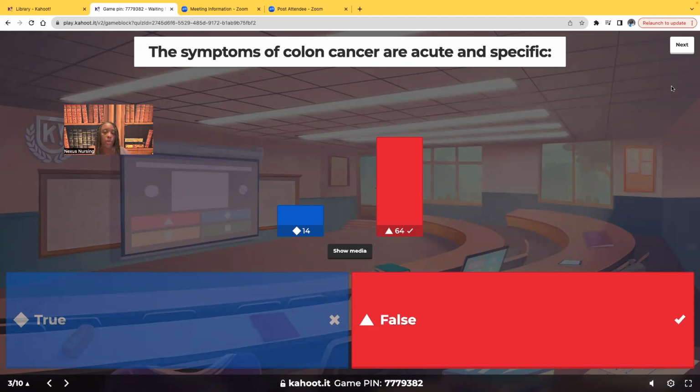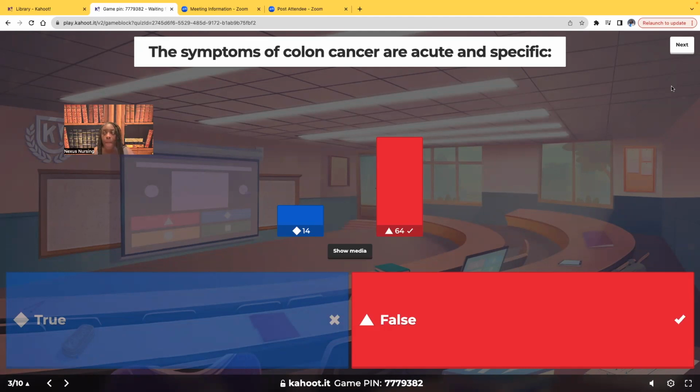The signs of colon cancer are not acute. It's not something that comes on suddenly. It's very sneaky. It's insidious. And not only is it insidious, it's very often non-specific. And the reason why it's so deadly is because it's insidious and non-specific. So by the time we figure out what's wrong with the patient, that patient's been diagnosed, it's already metastasized. That's why it's so deadly, right?